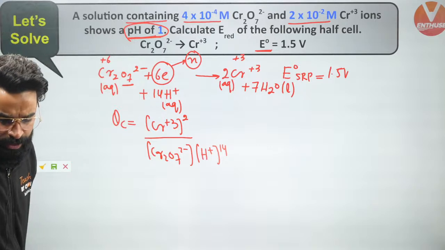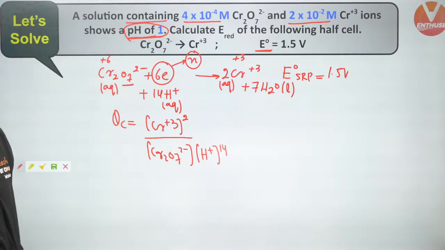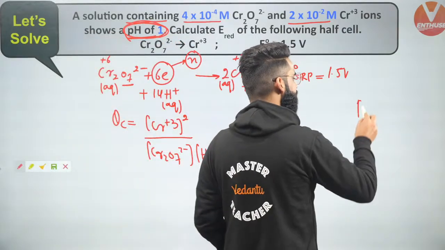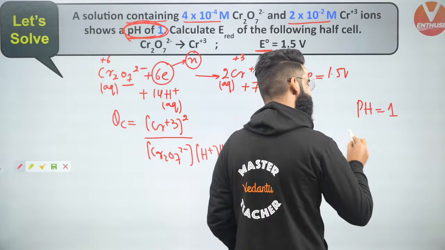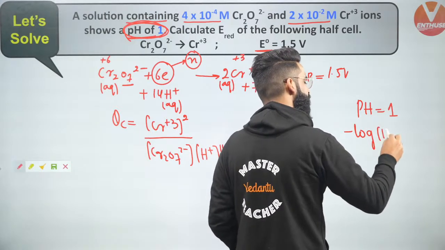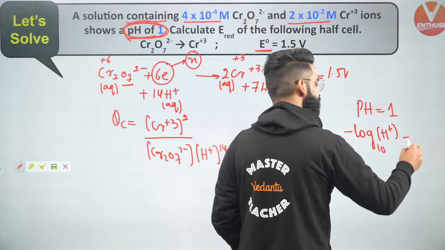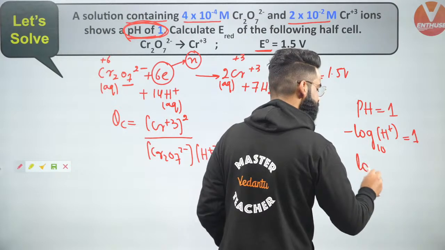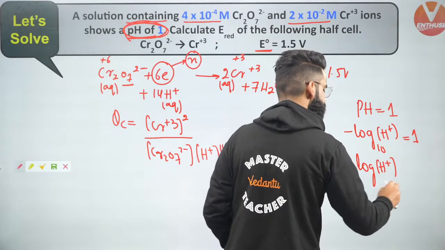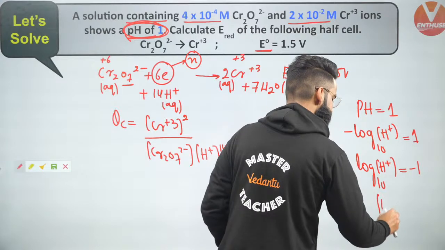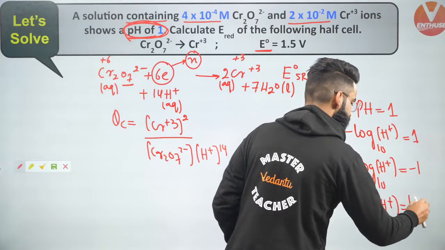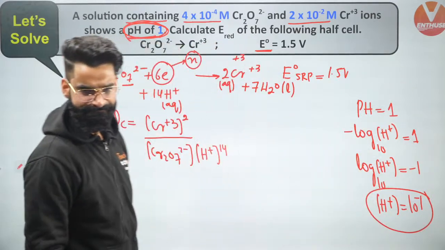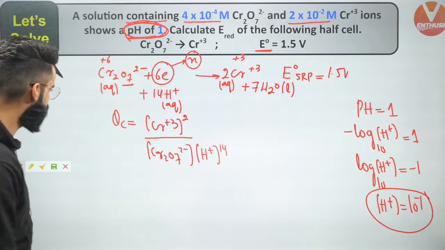Now people, do we know the concentration of H+ over here? We do not. For that, the pH of the solution is given to us as 1. pH is just minus log of the H+ concentration to the base 10. It's given as 1, so take the minus to the other side: log of H+ concentration to the base 10 is equal to minus 1. So the H+ concentration in the solution is going to be 10 to the power minus 1. Done, I got the H+ concentration.